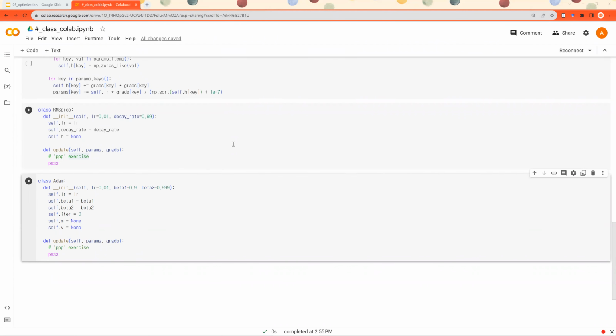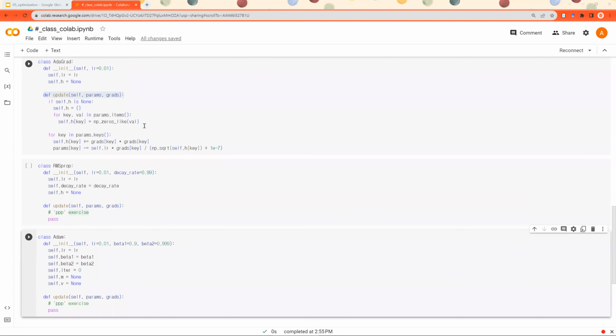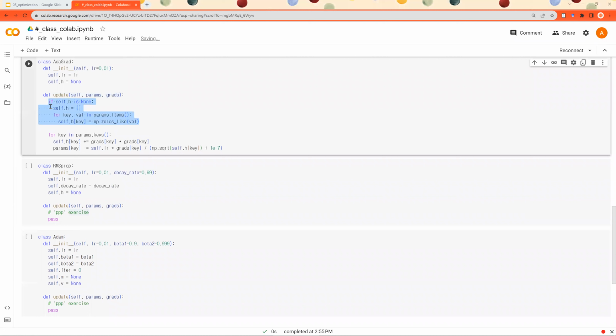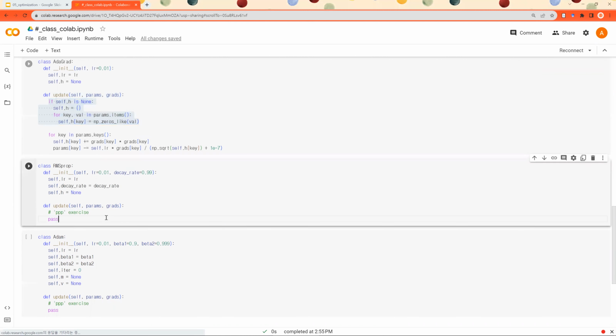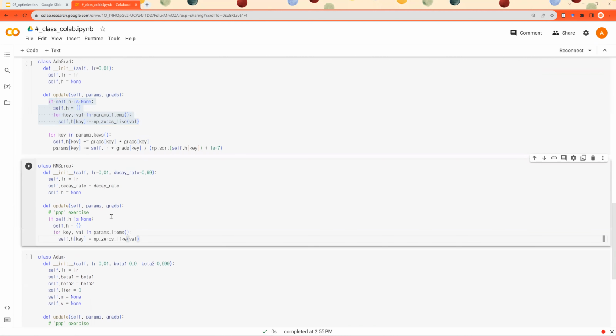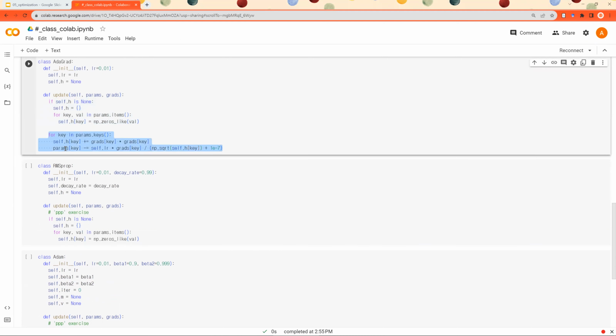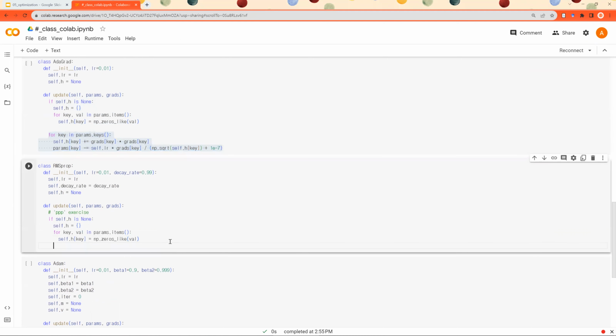Okay, let's implement these two optimizers together. Initializing the accumulation is the same for RMSprop, so we're going to use this part as well, and this one is also similar.